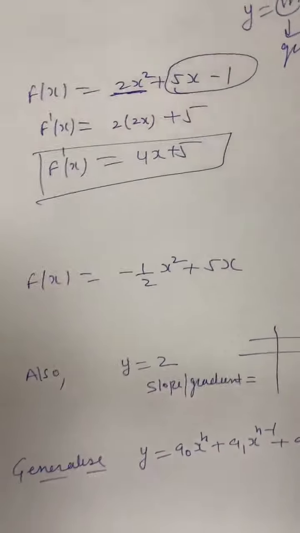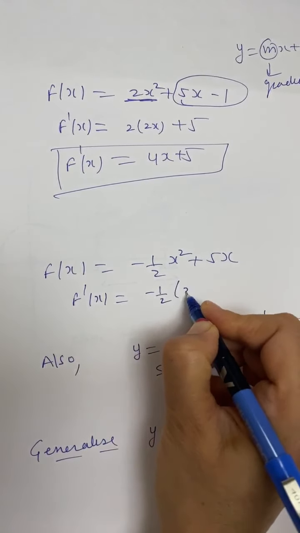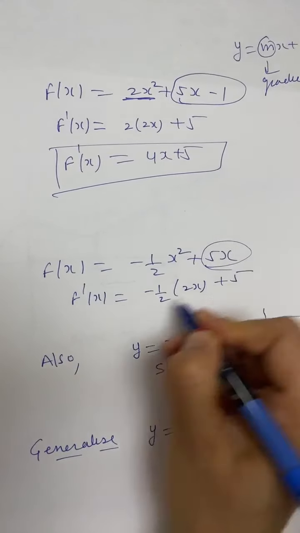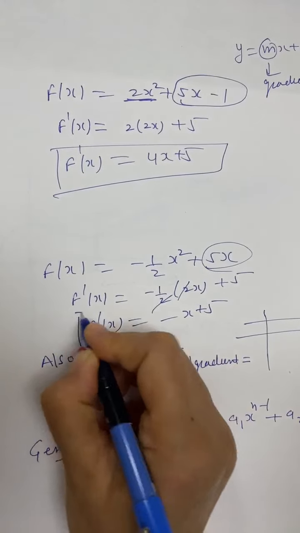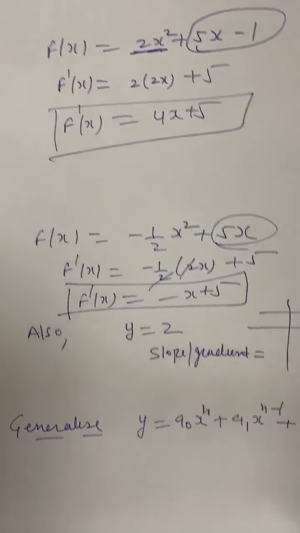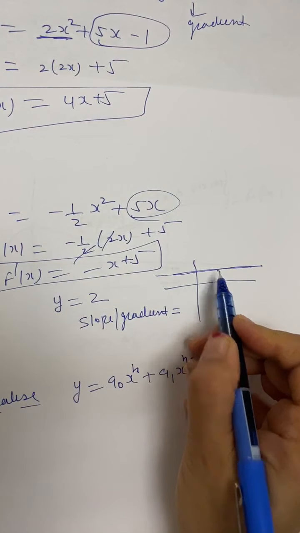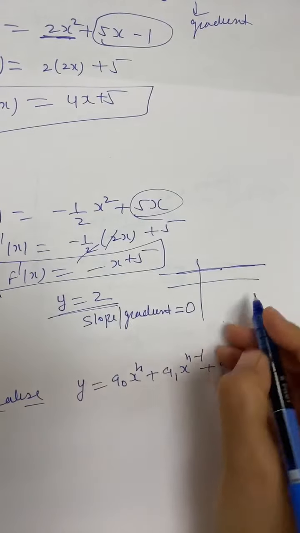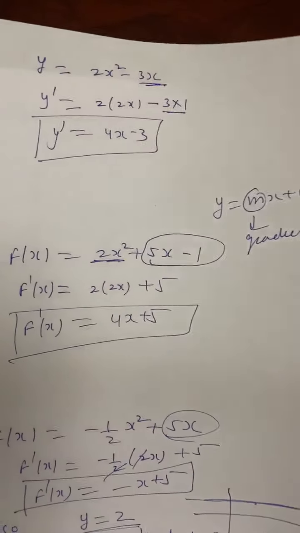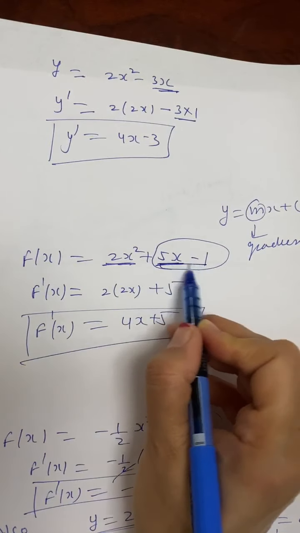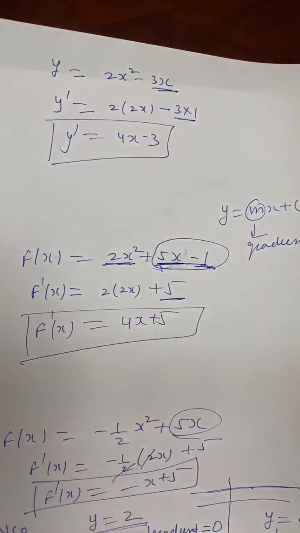Okay. Now similarly, for negative half x squared, so negative half times 2x, the derivative of 5x is 5. So the 2 and 2 get cancelled, minus x plus 5 is your f dash x. Okay. I hope this is clear. Now for y is equal to 2, when you have a horizontal line, what is the gradient of this? It is 0. So always remember that when you have y is equal to c, y dash is 0. And that is the reason when you have 5x minus 1, the derivative of 5x minus 1 is the same as the derivative of 5x, which is 5, because the derivative of 1 is 0.